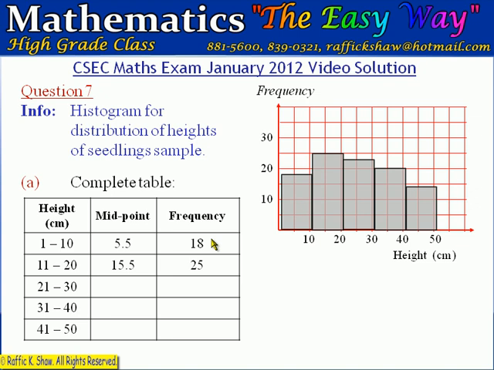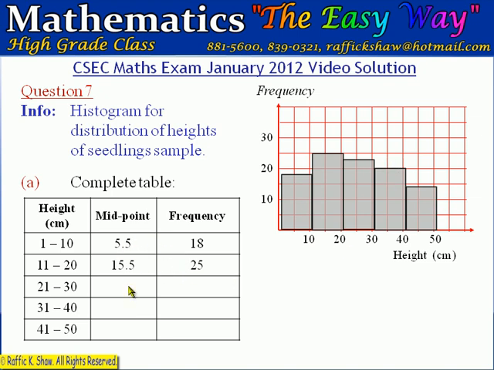Alright, and then now the frequency values would be obtained by reading from the frequency axis here. To the top of this bar is the frequency for the first class, which is 18. The top of this bar is 25, corresponding to here, and we can go through and find the other bars.